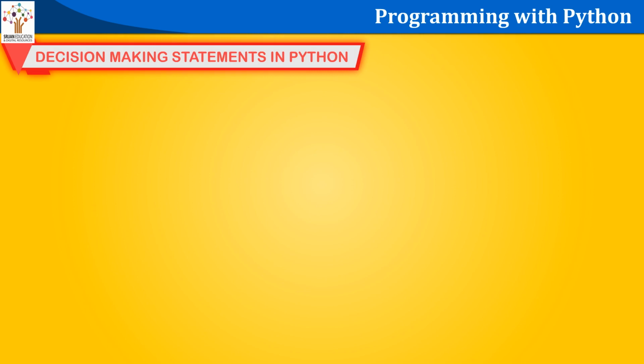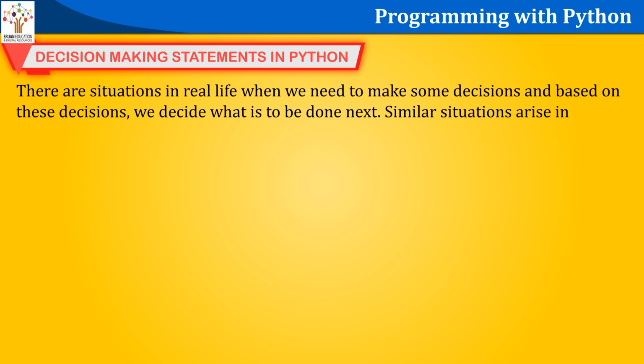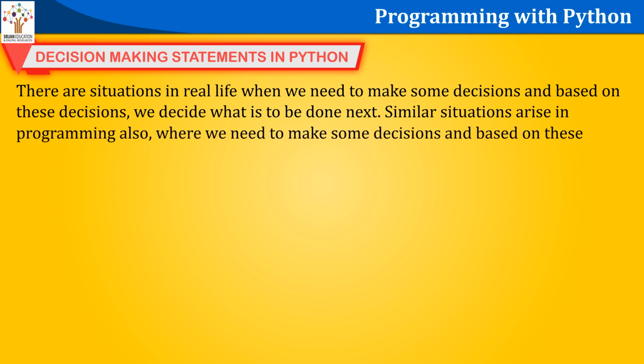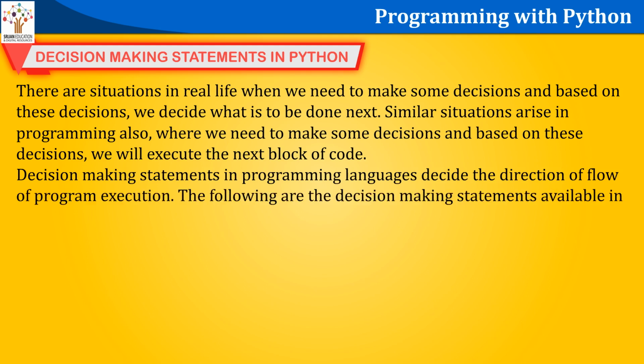Decision-making statements in Python. There are situations in real life when we need to make some decisions, and based on these decisions, we decide what is to be done next. Similar situations arise in programming also, where we need to make some decisions, and based on these decisions, we will execute the next block of code. Decision-making statements in programming languages decide the direction of flow of program execution.